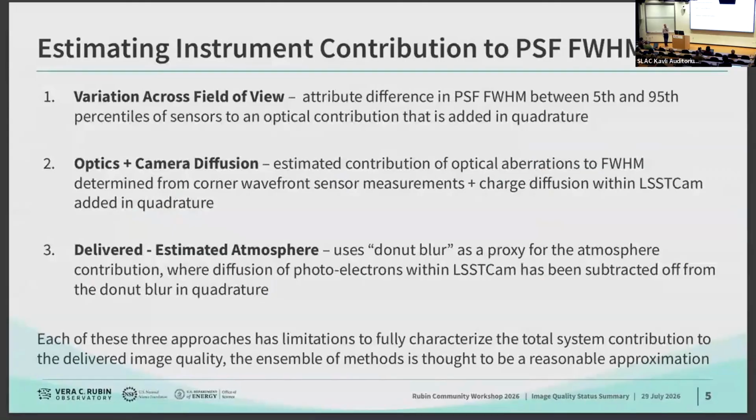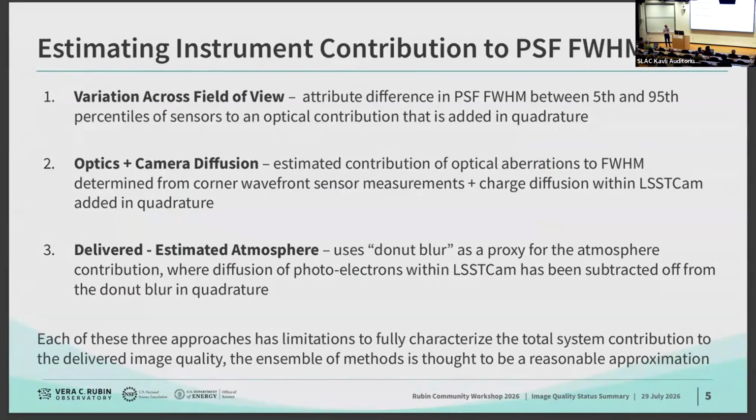So next, I want to talk about how we estimate the instrument contributions to the PSF full width half max. There's basically three different approaches that we use. None of them are perfect, right? They all have limitations, but we see that they're highly correlated. And the ensemble of measurements, I think, gives a realistic picture of where we stand.